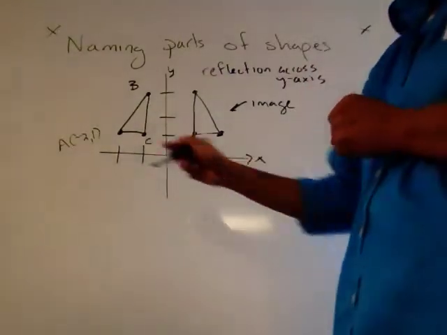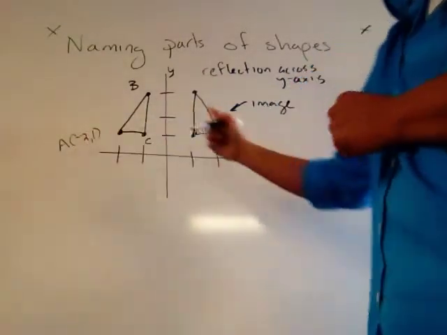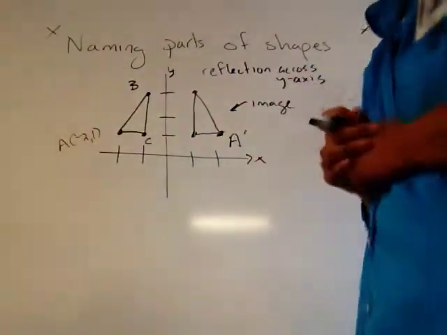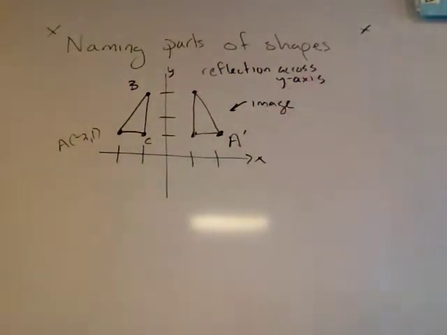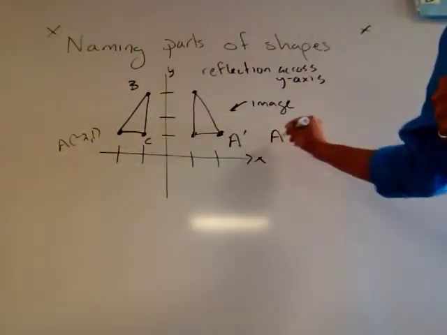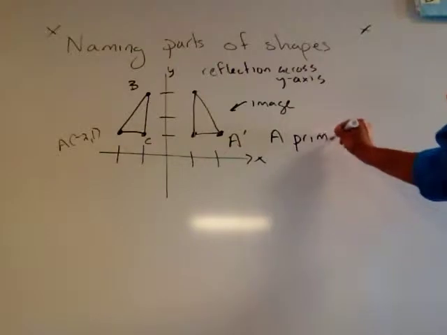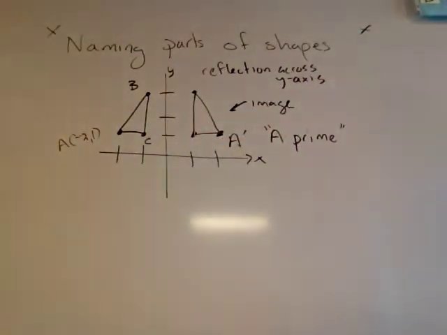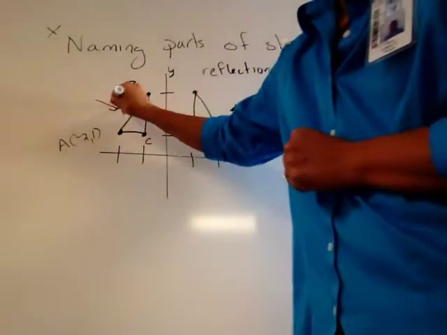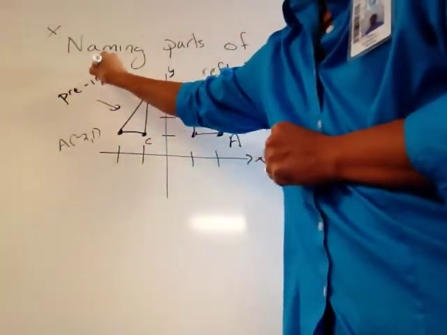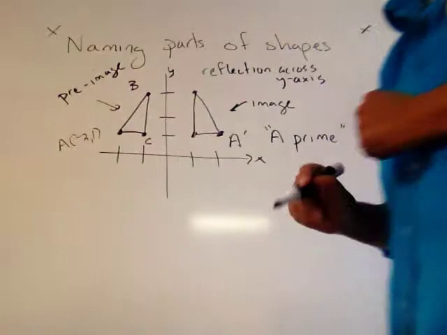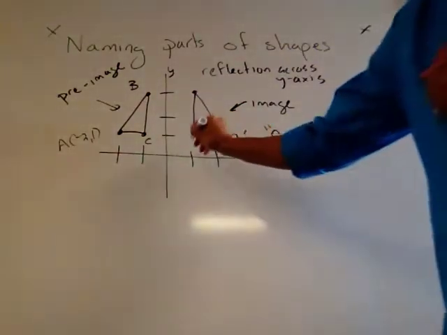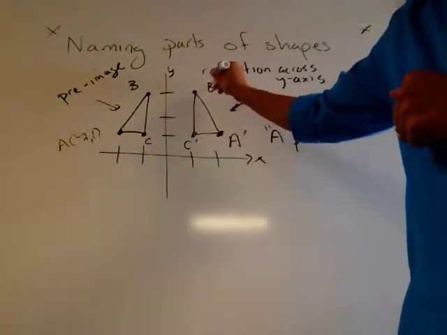Now, to distinguish the difference, this point got sent way over here, so we label that with a little mark right here. That's called prime. So we call that A prime, and that lets us know that this was the original and this is the new. Again, this is the image, and this would be the pre-image. Maybe you might hear your teacher talking about that. So this would be C prime, this would be B prime.